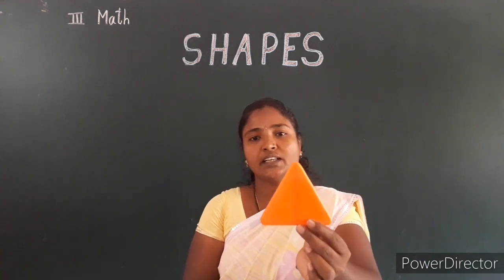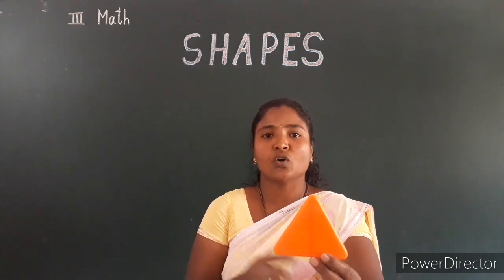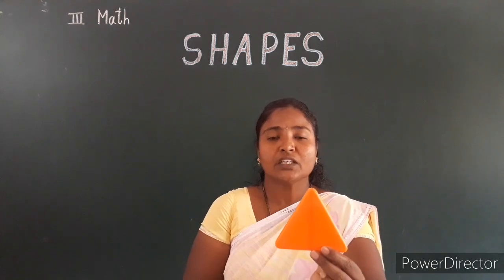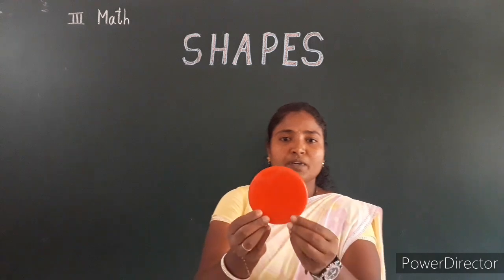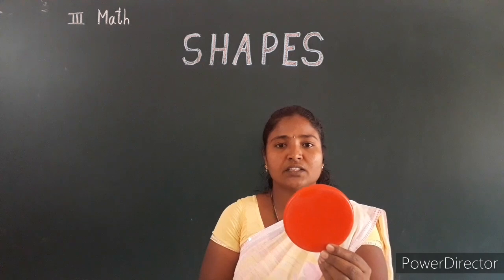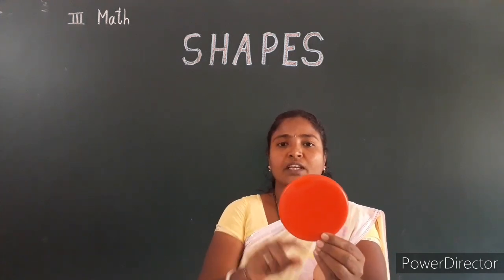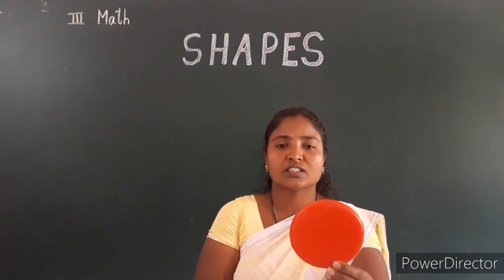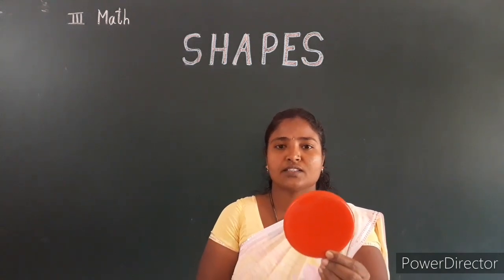Here children, in a triangle, all sides may or may not be equal in length. Next shape is circle. Your mom made chapati, no? That is also circle in shape. It has no sides, no corners.